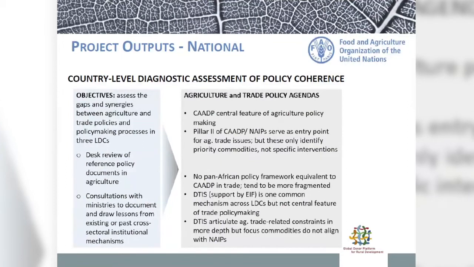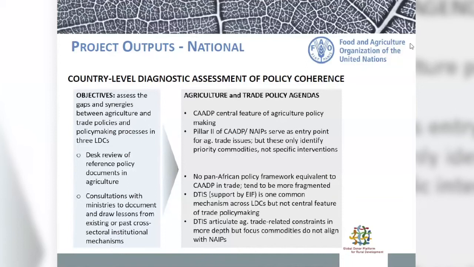And really the goal of this effort, at least the first output, was first of all to assess the gaps and the synergies between the agriculture and trade policies in the countries, and also to examine the policy making processes, exactly how the institutional structure is operating in the countries, which leads to the design and implementation of the sectoral policies. And how we did that was, first of all, through a desk review of the reference policy documents, so examining within agriculture what are the main policy documents that are defining the priorities in the country. On the trade side, the same thing: what are the major policy documents that are defining it.